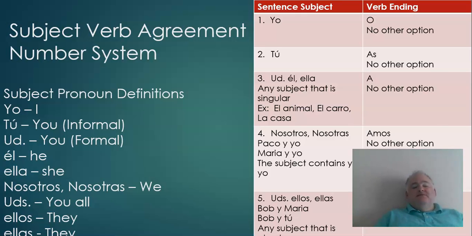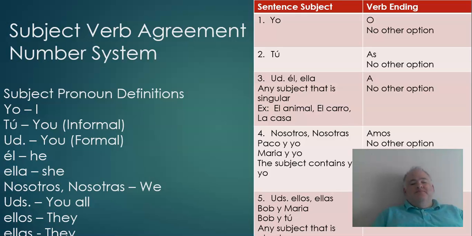Sometimes your sentence subject may be Paco y yo. You still use amos. Paco y yo hablamos español. Maria y yo, Maria y yo estudiamos español. Anytime the subject of your sentence includes yo, you've got to use verb form number 4. Keep the stem, change the ending to amos.